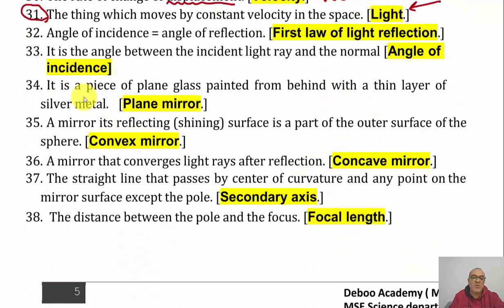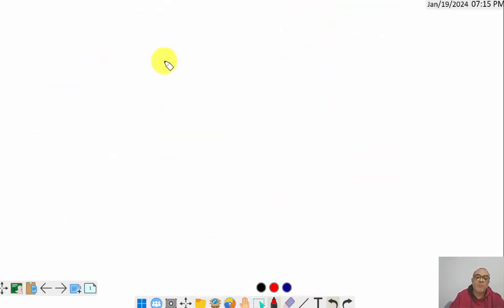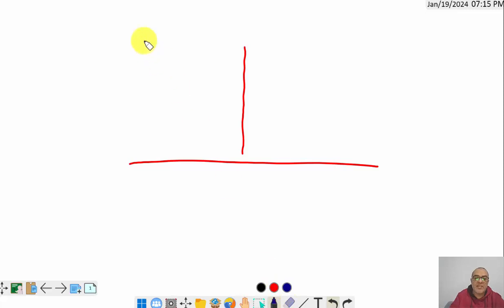Let's move to question 33. It is the angle between the incident ray and the normal line. Let's go to the explanation board. Here is the reflecting surface, and here is the normal line. This one is called the incident ray, and this one is called the reflected ray.